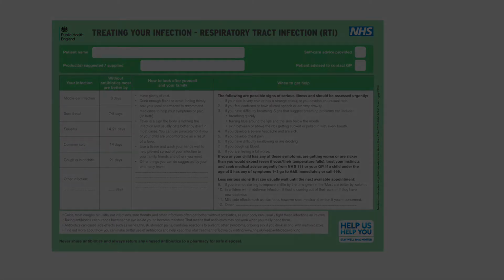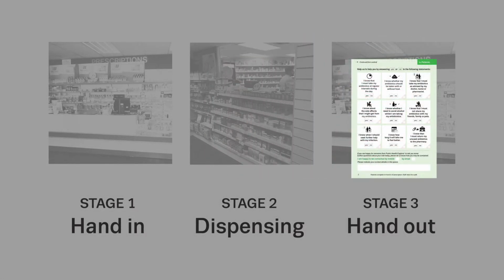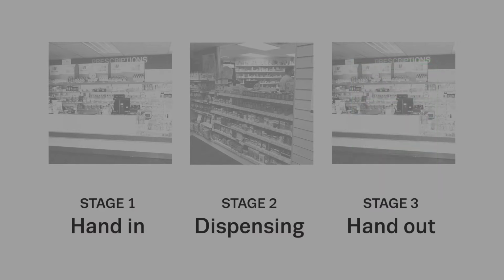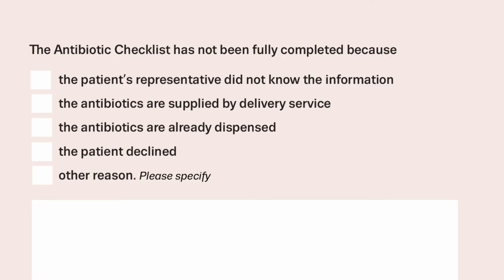And finally, the Antibiotic Checklist has been developed to support Stage 3, when you are handing out the antibiotics. You can use the patient's personalised information needs list. If the patient has ticked no, you should follow up with the relevant information, sharing the content of the patient leaflet as needed. Staff should use the circular tick points to indicate the relevant information given. The back page can be used to record why the patient didn't or couldn't complete the personalised information requirements.